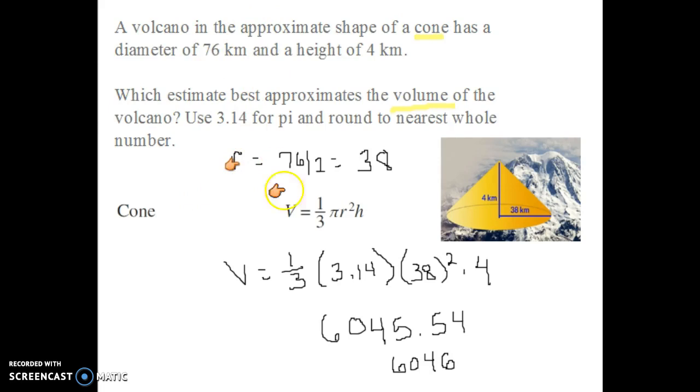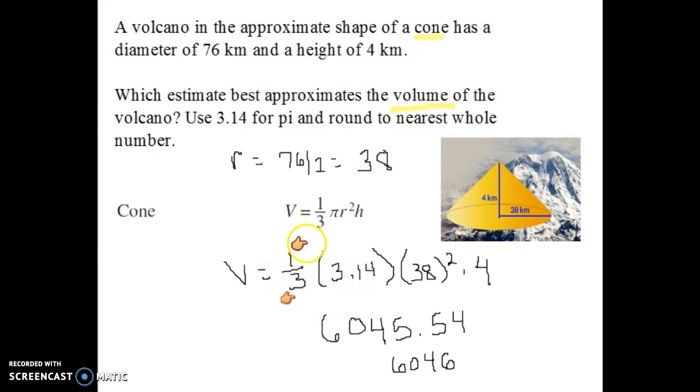So first they give us, remember the volume, here's the volume of a cone, that's on your EOC formula sheet. The volume is 1/3 pi r squared h. So they gave us the diameter. We need the radius. So remember, to get the radius, you simply divide by 2. So we know our radius is 38. So now they give us the height. We have all our pieces to put in the formula.